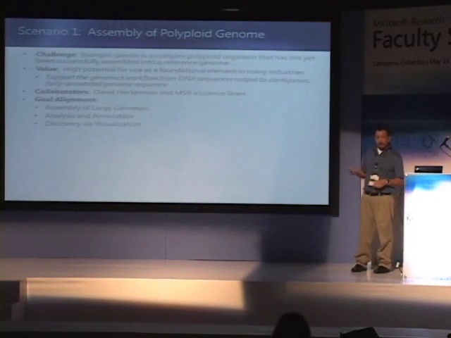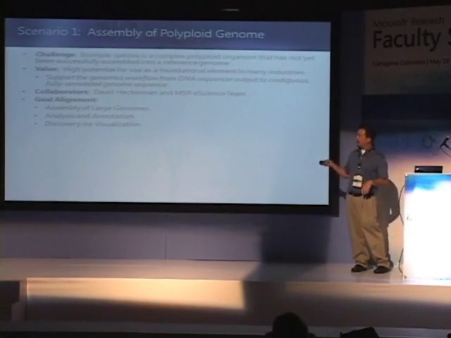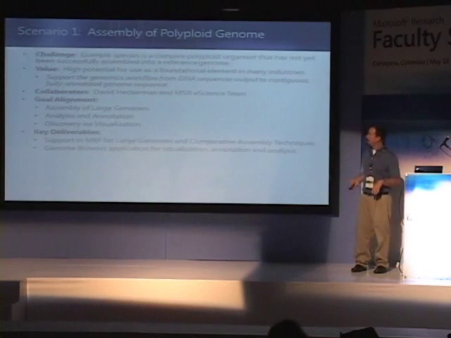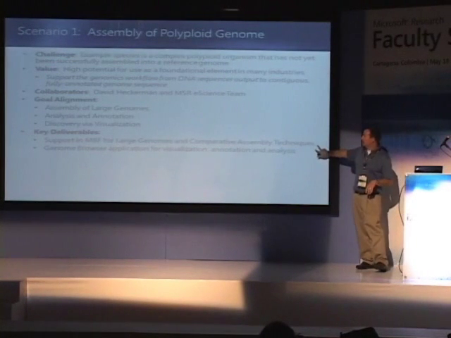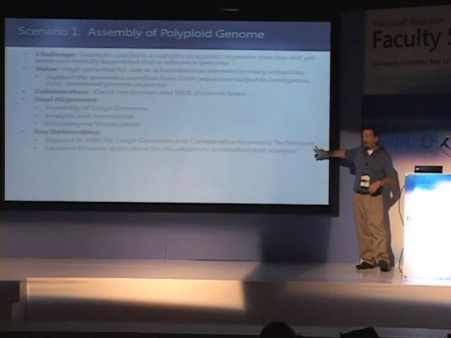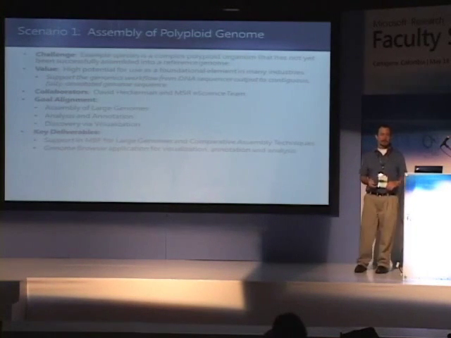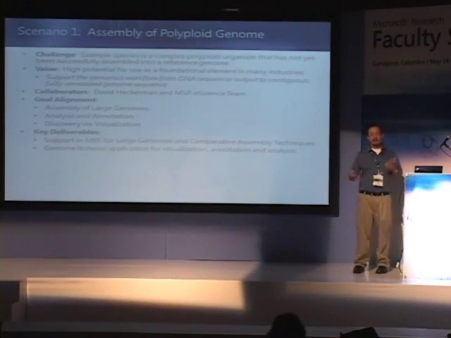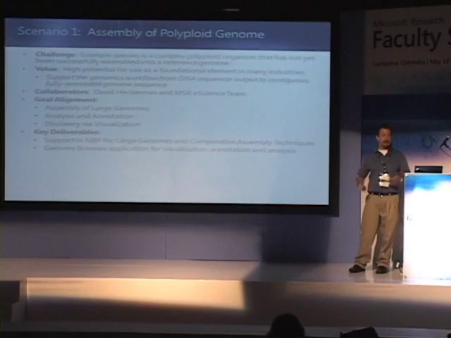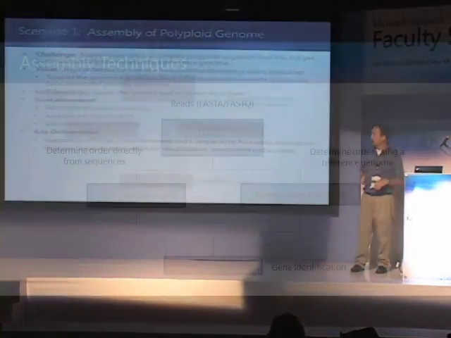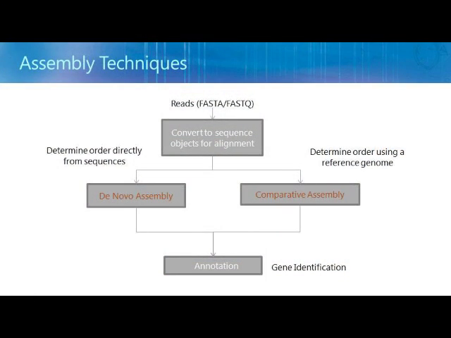So we work closely with David and his team. We align our goals against the scenario. And our key deliverables are to make sure that we actually support the assembly of large genomes so that it can be leveraged in other ways. And then also the analysis tools that can be used by the scientists to evaluate how things came out and do annotations. And there's some pretty cool things that can be done using deep zoom and some other things that you might have seen earlier.